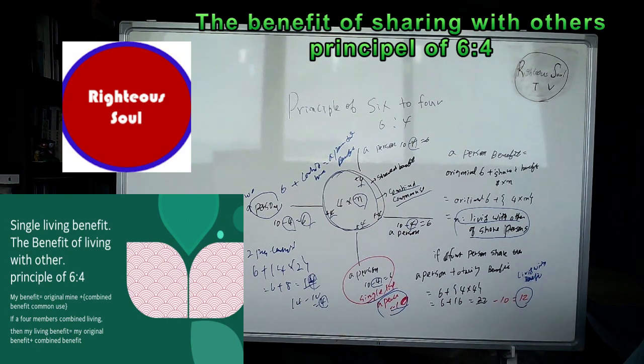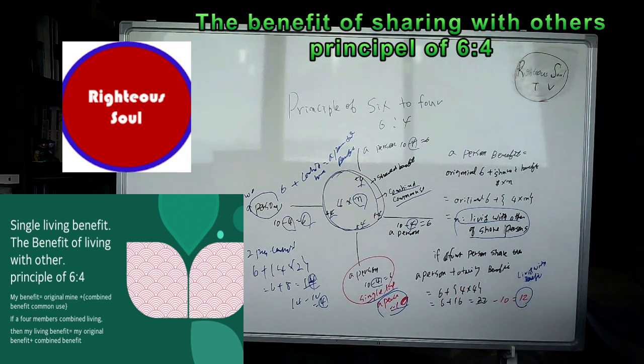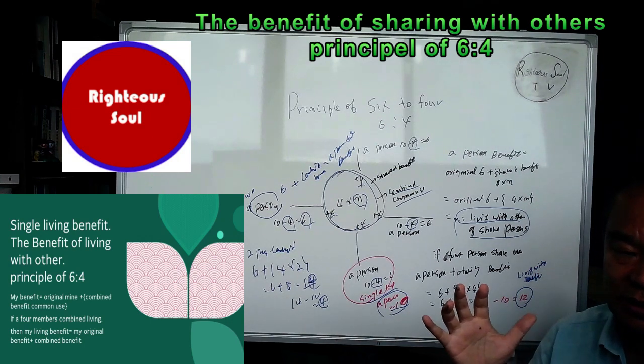But usually, just this is the principle of 6 to 4. If 4 persons share, then a person's total benefit is 6 plus 4 multiplied by 4, then is 6 plus 16, 22. So single living person's benefit is 10, 22 minus 10 is 12. 12 is much more.